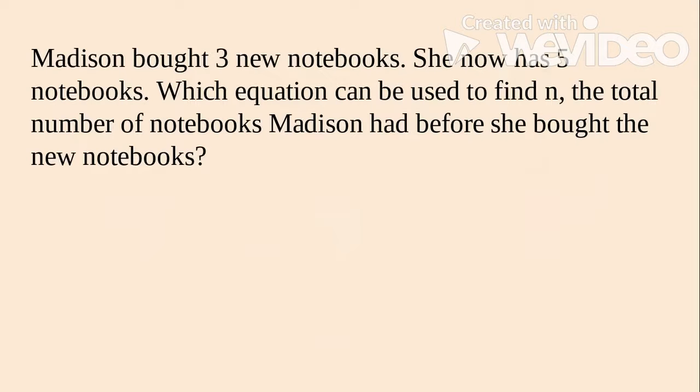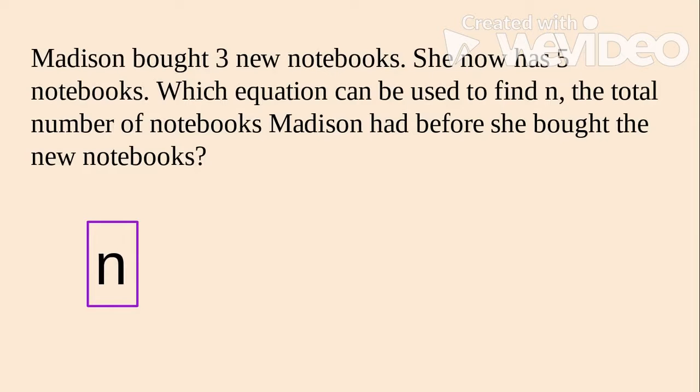Okay, now we're going to look at a mathematical situation, see if we can illustrate that, really see what is happening to write a variable equation, an equation with a variable in it. Madison bought 3 new notebooks. She now has 5 notebooks. Which equation can be used to find N, the total number of notebooks Madison had before she bought the new notebooks? So N is the number she had before she bought new notebooks.